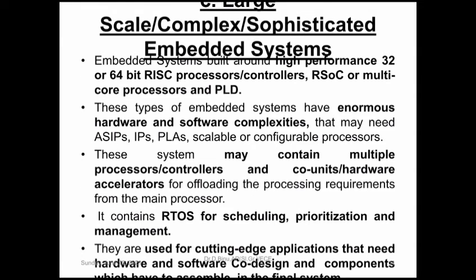Large-scale embedded systems may also be called complex embedded systems or sophisticated embedded systems. This type of embedded system has enormous hardware and software complexities compared to medium-scale embedded systems. They may use application-specific instruction set processors, ASIC, and intellectual property, that is IP. Actually, an IP core is a block of logic or data that is used in making a field programmable gate array or application-specific integrated circuits, PLAs, programmable logic arrays, scalable or configurable processors.